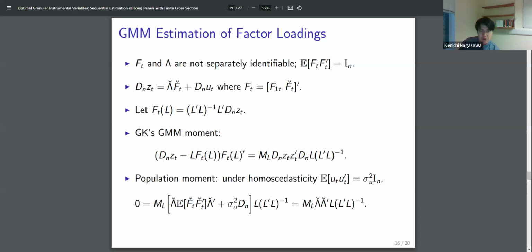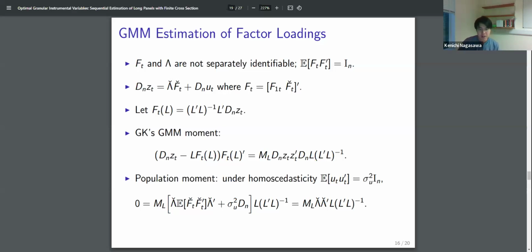So Gabaix and Koijen formulated a GMM moment using that. If you plug in the true lambda check into L, that will give the estimated factors, and so this one will be just the error term in the regression, and the error term in the regression should be orthogonal to the factors. Using this intuition, they formulated this GMM moment condition to estimate lambda check, where you pick the appropriate L to minimize this GMM moment condition.